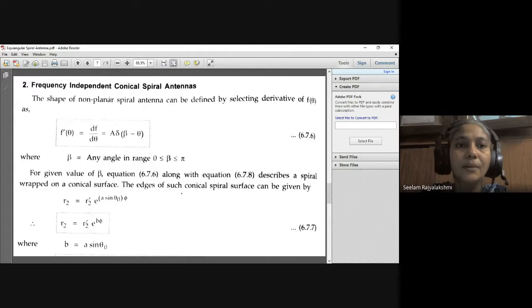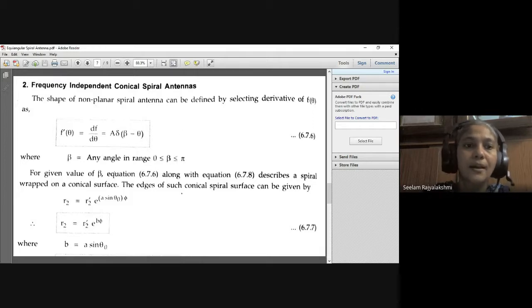The shape of the non-planar spiral antenna can be defined by selecting the derivative of f theta. The derivative of f theta is f dash theta, which equals df by d theta equals a delta beta minus theta. Here beta is any angle in the range between pi and 0, that means beta is less than or equal to pi and greater than or equal to 0. So by taking the derivative of f theta, we obtain the shape of the non-planar spiral antenna.